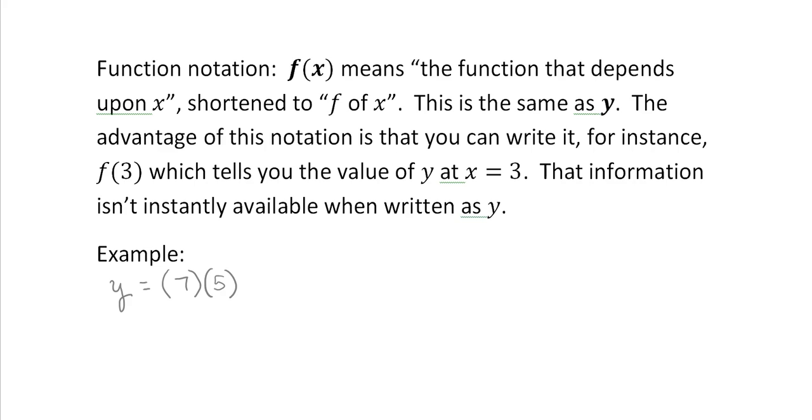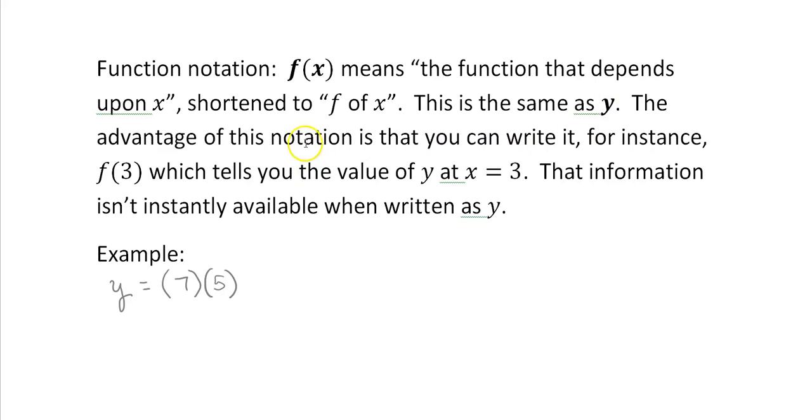And I know I've already addressed this a little bit, but I want to make sure that we are real specific. That f of x, like this, means the function that depends upon x. And we shorten that up, because mathematicians, of course, have to shorten everything up, to f of x. Okay, this is exactly the same as what we normally think of as y. This is our output. This is the function that is depending upon whatever the input was.